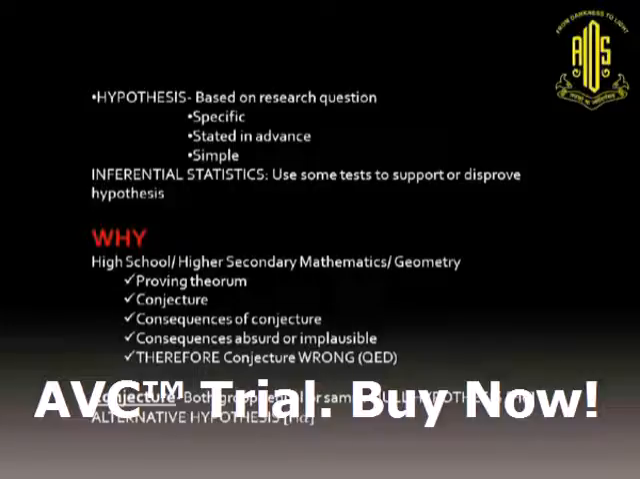Therefore, my conjecture was wrong. Therefore, 2 plus 2 is equal to 4. Something of that sort is happening when you're testing your null hypothesis. We assume everything to be equal, and if we do not have enough evidence to assume the alternative, then we say everything is equal. The null hypothesis stands.